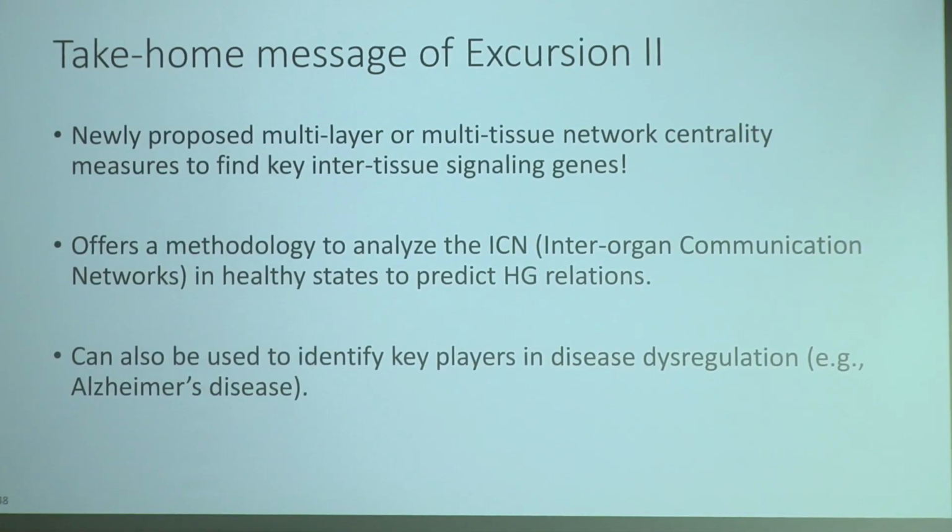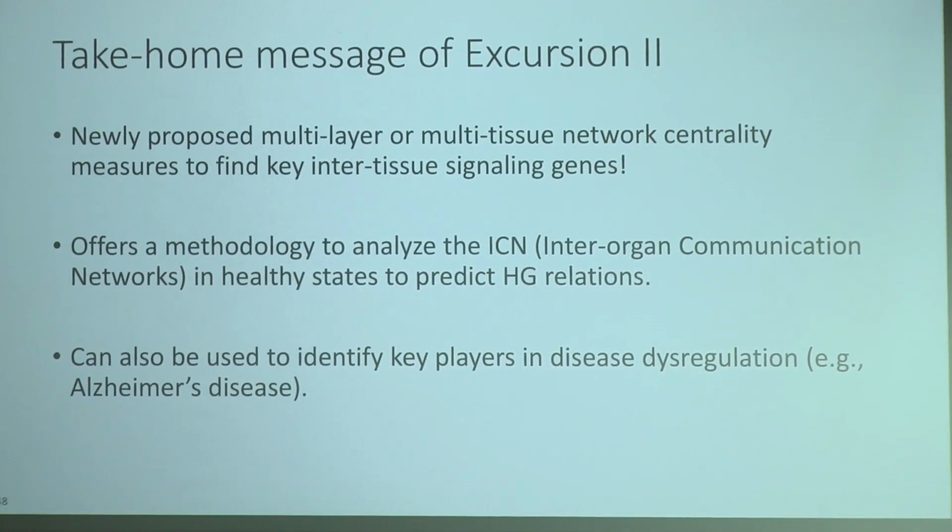With that, I would end with my concluding slides. This is a newly proposed multi-layer or multi-tissue network centrality that extends the standard PageRank centrality. It offers a methodology to find key players in this ICN network that is inferred from inter-tissue and intra-tissue correlations. And it can also be used to identify genes that are dysregulated in diseases that involve multiple tissues.